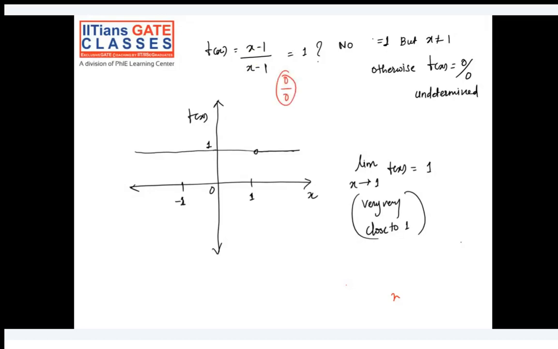Or basically at x equal to 1, the denominator becomes 0. And anything divided by 0 is infinity. It's indeterminate, right? So this function is not defined when x is equal to 1. So if you want to plot this figure, it will look like this: a horizontal line, then a hollow circle at x equal to 1, and then again a horizontal line. Is it clear till this?